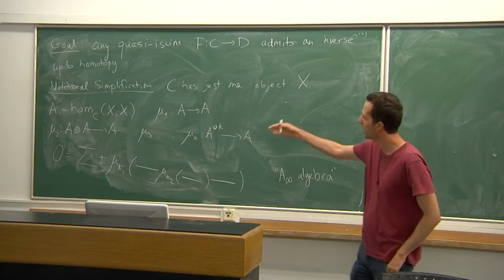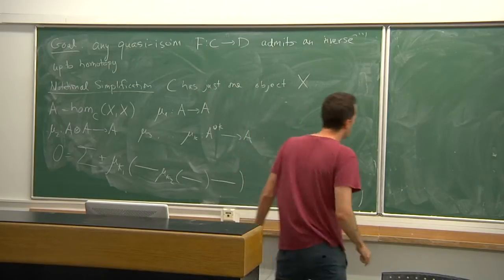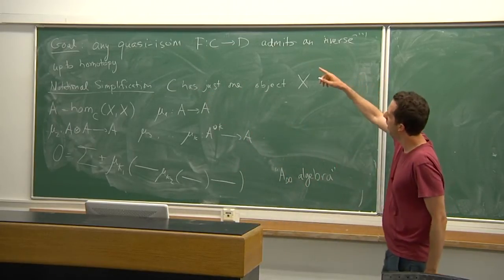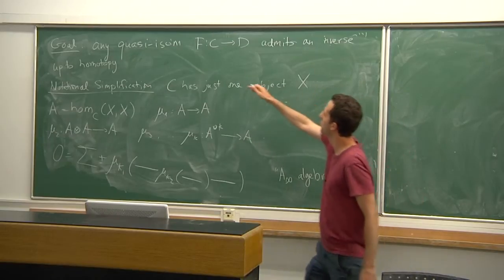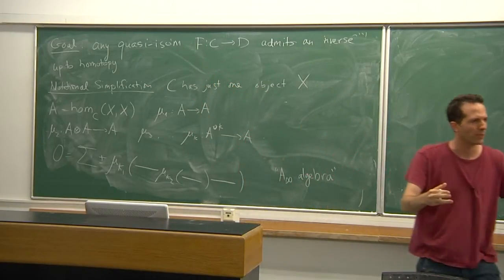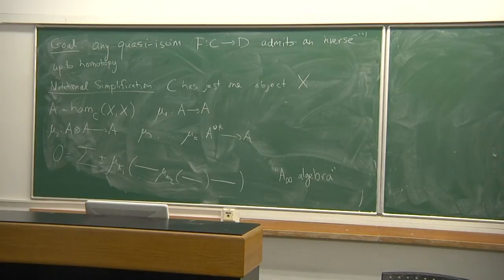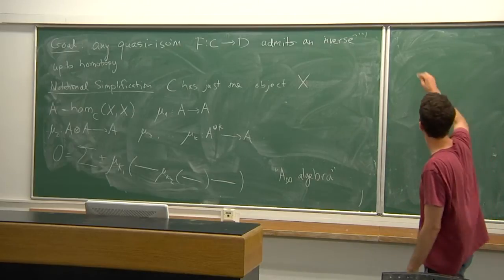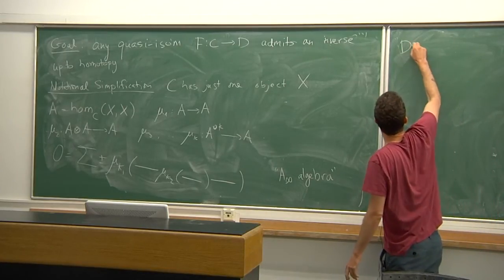So let's continue unwinding what this notational simplification means. So recall, a quasi-isomorphism in particular is just a bijection on objects, right? We require something also on what it does on the homology of the mapping spaces. But first of all, we have just a bijection of an object. So this means that D also has a single object.